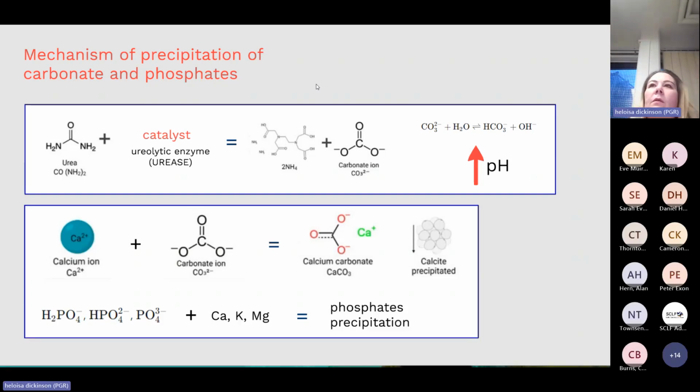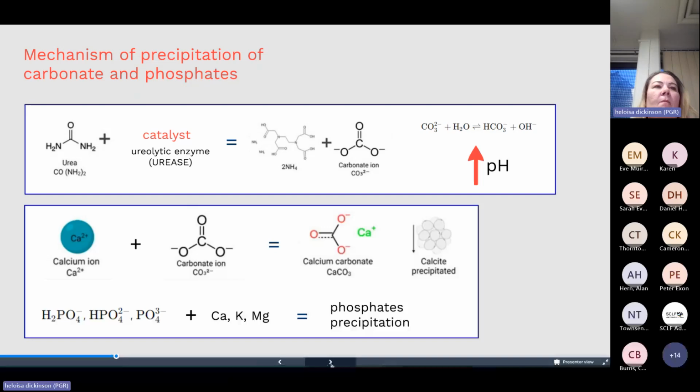But if we also have phosphates in the solution, the increase of pH will cause a speciation of the phosphates, and then the phosphates will be able to combine with the metals in the solution, and we will precipitate phosphates as well. So you're precipitating carbonates and phosphates now, and not only carbonates.